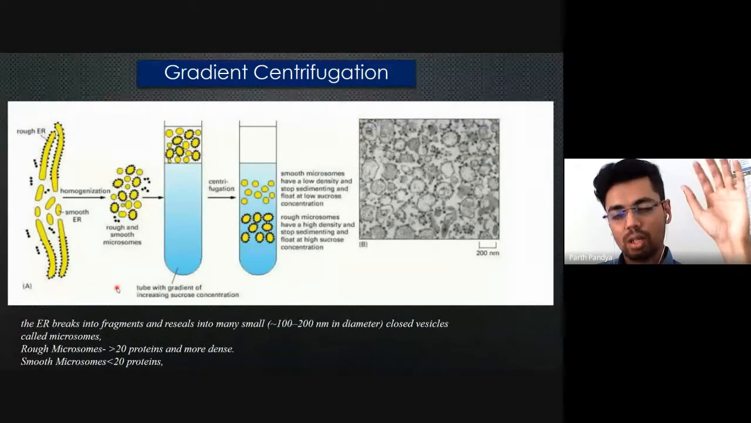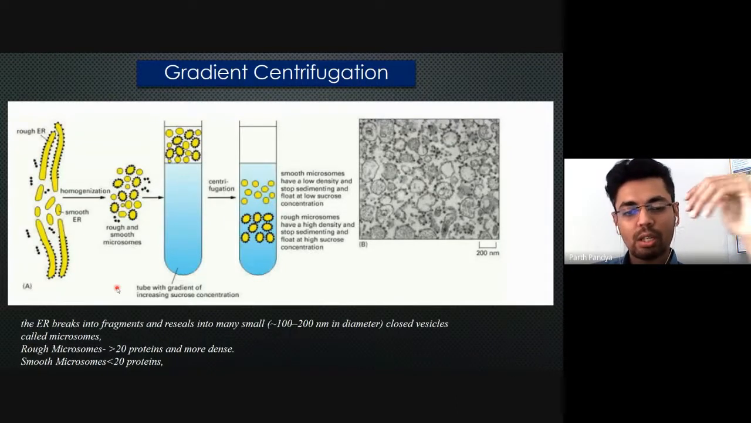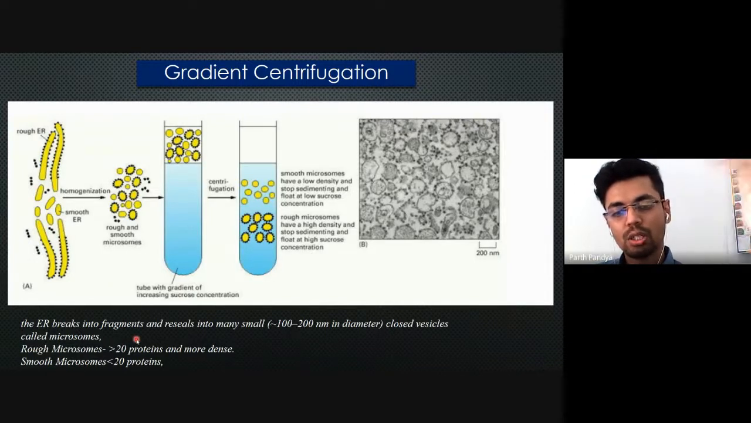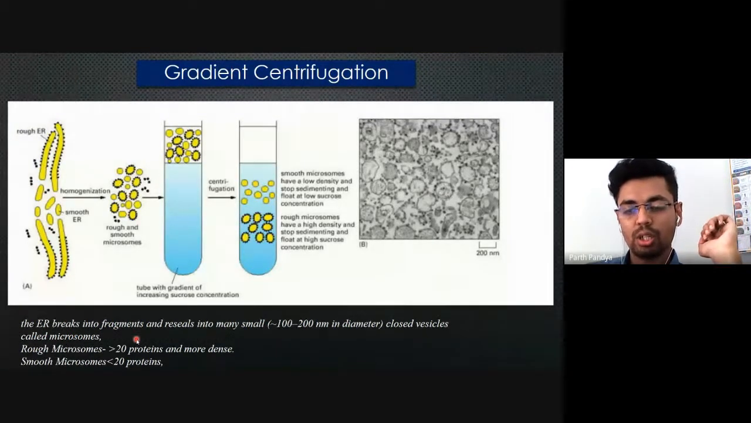They are termed microsomes, and these microsomes are further named on the basis of ribosomes. If they have ribosomes, they are called rough microsomes. If the ribosomes are absent, they are called smooth microsomes. In rough microsomes, more than 20 proteins and more densely packed structures are there, whereas in smooth microsomes, fewer than 20 proteins are there.